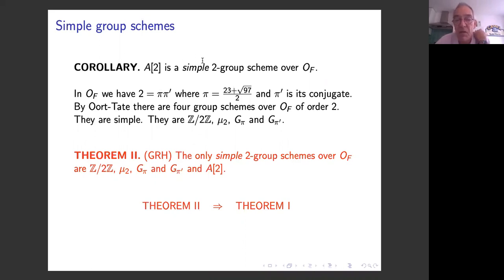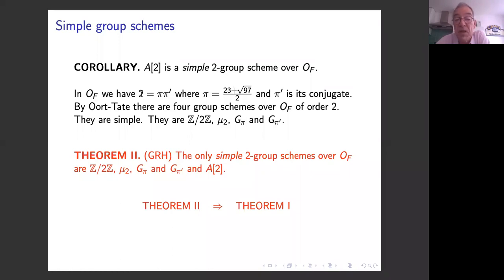There are also a few of order 2: Z/2Z and mu_2, those you always have over any ring. But there are also two other group schemes of order 2. I call them G_pi and G_pi', where pi and pi' are the factors of 2.